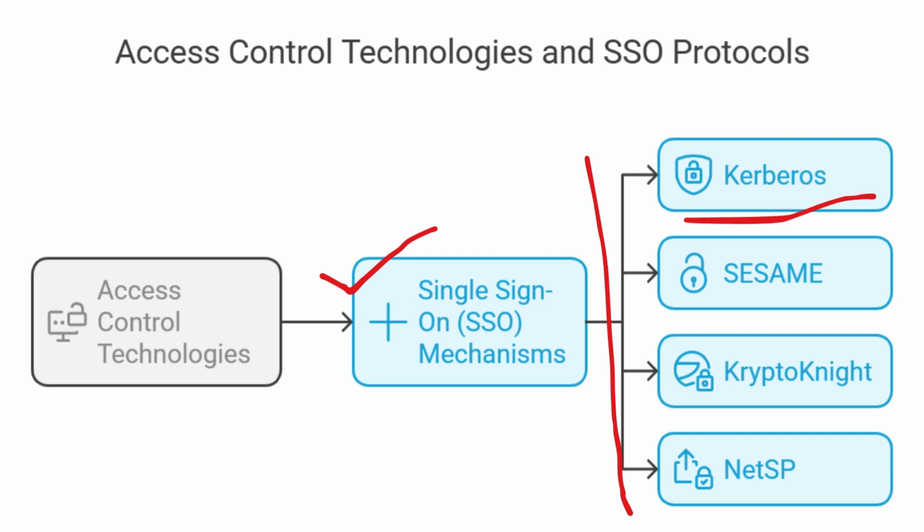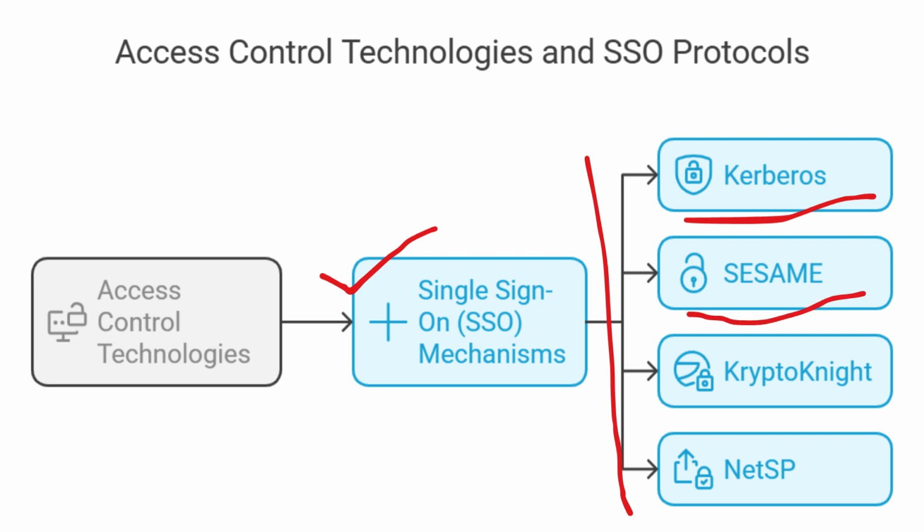How Kerberos works: the user logs in with a username and password. Next, Kerberos issues a ticket that proves the user's identity. Then this ticket is used to access multiple services without requiring a new login. Where is Kerberos used? Windows Active Directory. Most Windows networks use Kerberos, as do enterprise networks and cloud authentication systems.